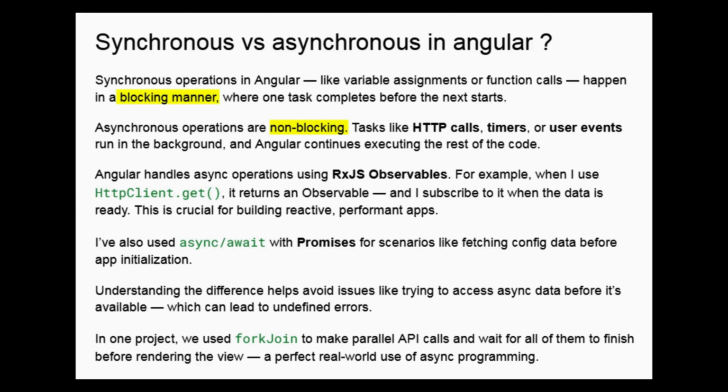Angular handles async operations using RxJS observables. For example, when I use HttpClient.get, it returns an observable, and I subscribe to it when the data is ready. This is crucial for building reactive, performant apps. I have also used async with promises for scenarios like fetching config data before app initialization. Understanding the difference helps avoid issues like trying to access async data before it is available, which can lead to undefined errors. In one project, we used forkJoin to make parallel API calls and wait for all of them to finish before rendering the view. A perfect real-world use for async programming.